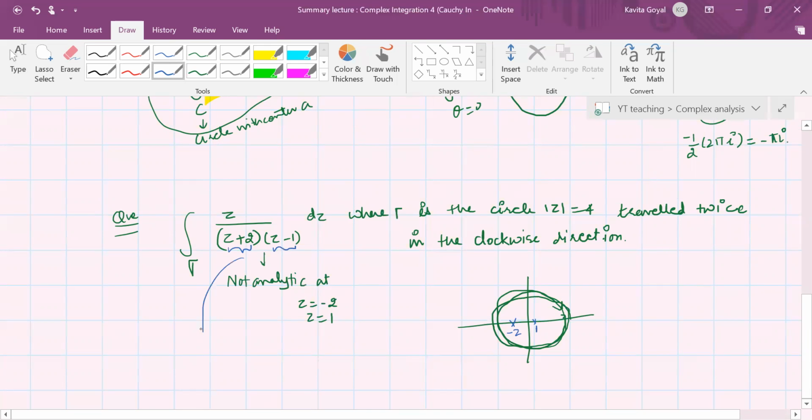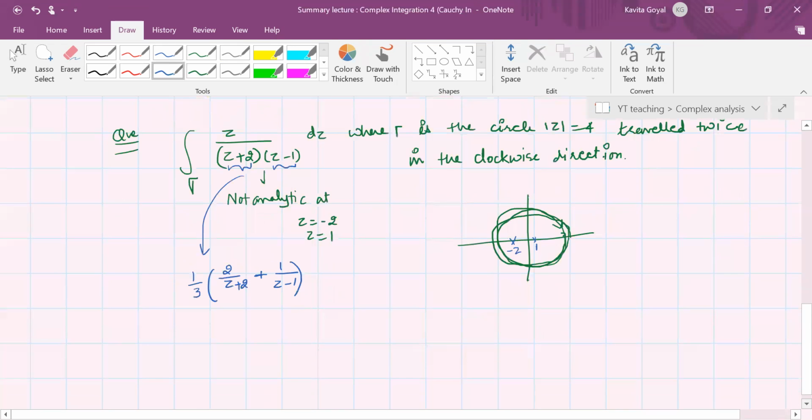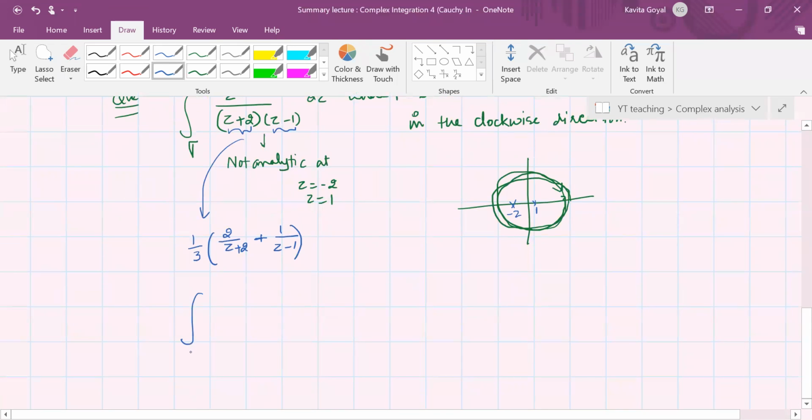For that, you will use partial fractions. So you can just make the partial fraction. I'll tell you this is 1 by 3, 2 upon z plus 2 plus 1 upon z minus 1. So these are the partial fractions for this integrand. Now your integral becomes gamma 1 by 3, I'll take outside, 2 upon z plus 2 plus 1 upon z minus 1 dz.